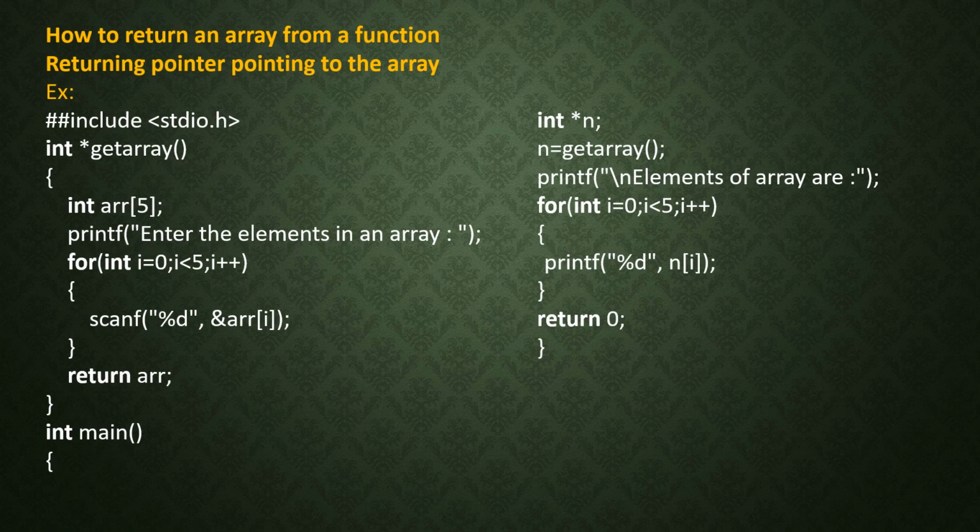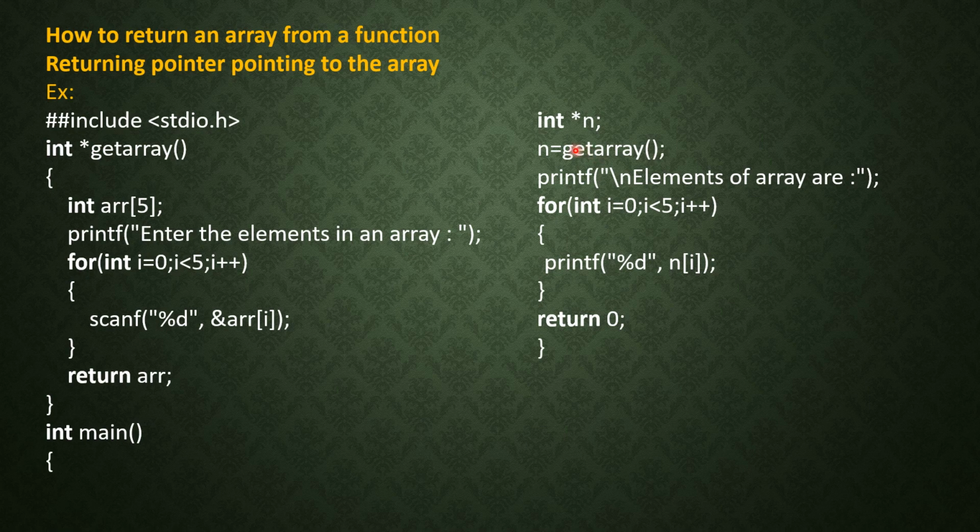Next we have how you are going to return an array from a function. Returning an array means just mentioning the array name, but here we are going to return the array as a pointer. First we'll start with the main function, where we have to call the function. I said returning an array, not passing an array, so I'm not passing any array as an argument. I'm just going to call the function getArray.